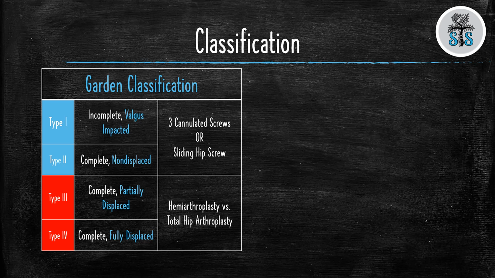Type 1 is valgus impacted, type 2 is a complete fracture but non-displaced. Type 3 is a complete fracture, partially displaced, and type 4 is a complete fracture and fully displaced. So type 1 and 2 can be fixed with screws or a sliding hip screw. Type 3 and type 4 are displaced, so you have to replace it. Whether you do a hemi or a total comes down to patient factors as well as surgeon preference.